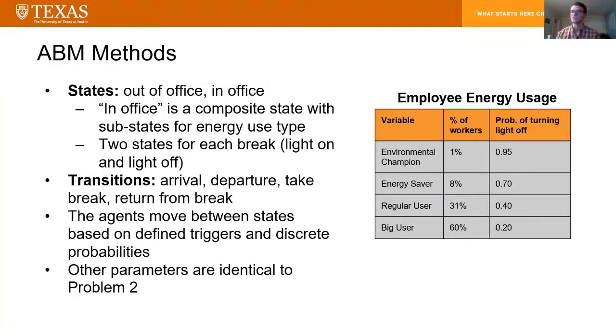So the methods for this problem are as follows. There are 2 main primary states, being out of office and in office. The in office state, however, is a composite state, and there are substates for each of the energy use types within this composite state. There are then 2 states for each break, one with the light being on and one with the light being off, and both of these states occurring for each of the 4 substates for the energy use type. So that table on the right shows the 4 different energy use categories for the employees, as well as the different percentages and probabilities associated with those categories. And then all other parameters in this problem were the same as in question 2.